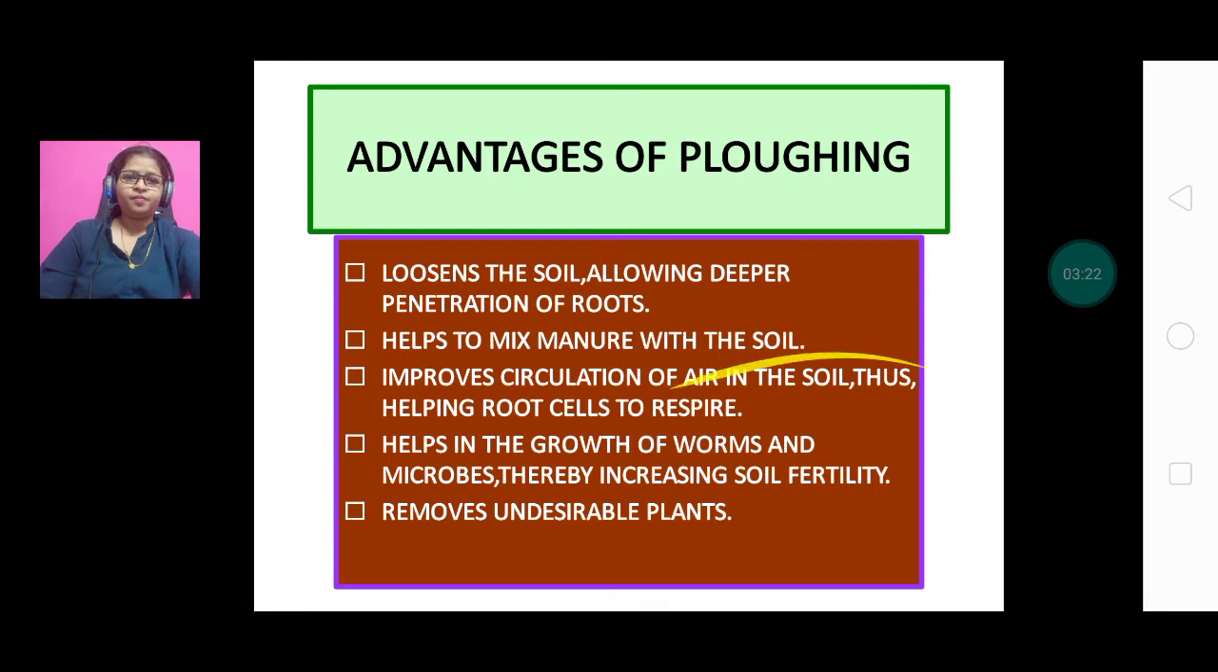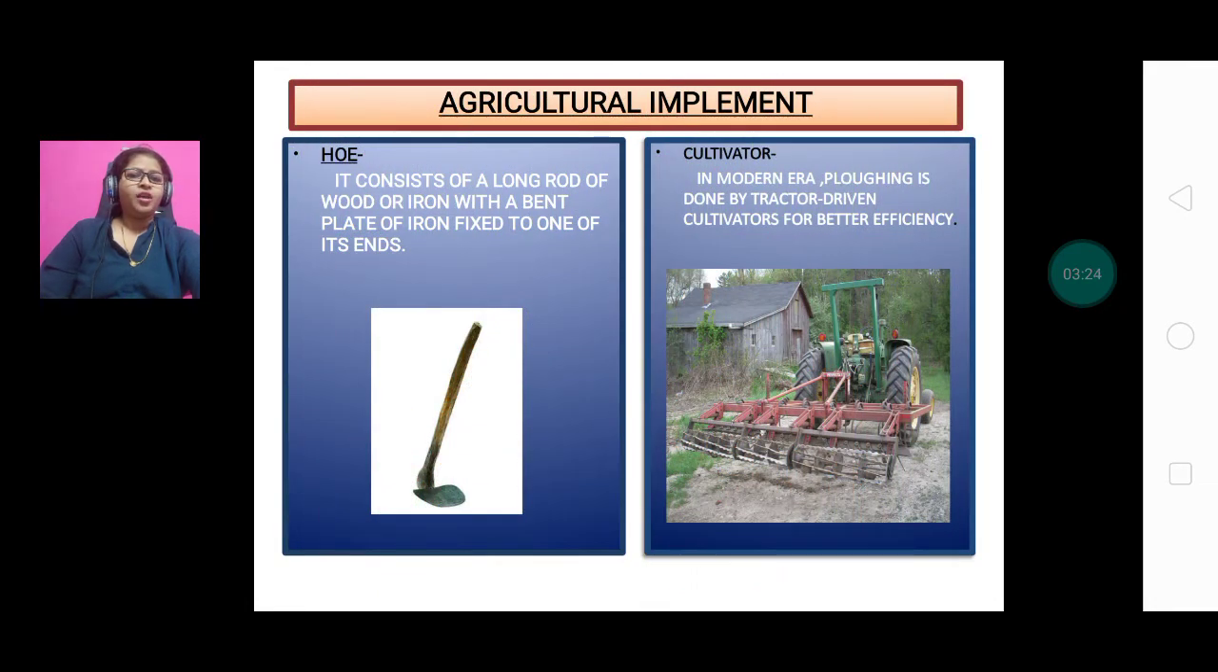Next is the hoe. It consists of a long rod of wood or iron with a bent plate of iron fixed to one of its ends. It is also one of the tools used for plowing. Next one is the cultivator. In the modern era, plowing is done by tractor-driven cultivators for better efficiency, and we need fewer workers, and also it's time saving.